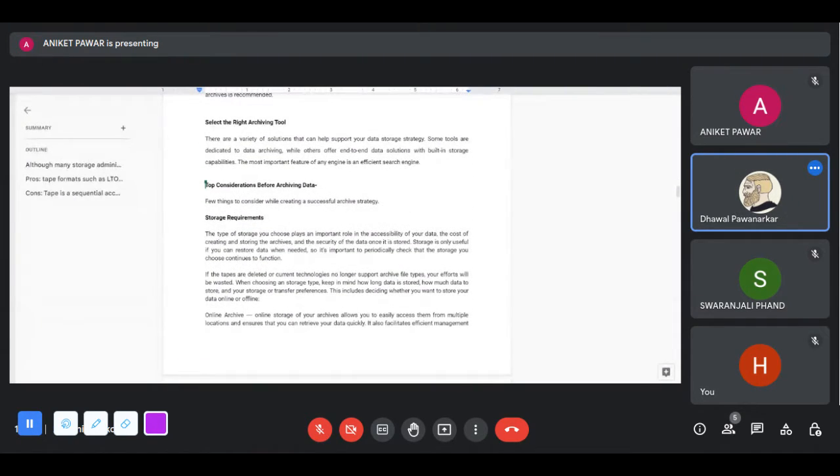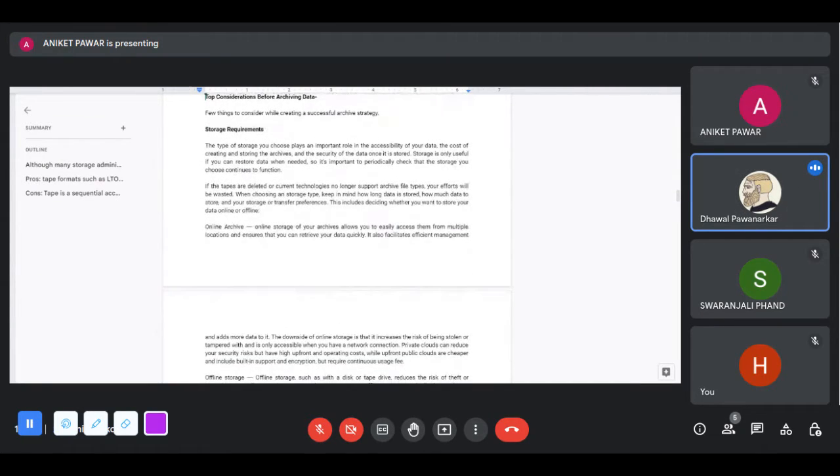Scroll up, keep scrolling up a bit. Aniket, keep scrolling up.